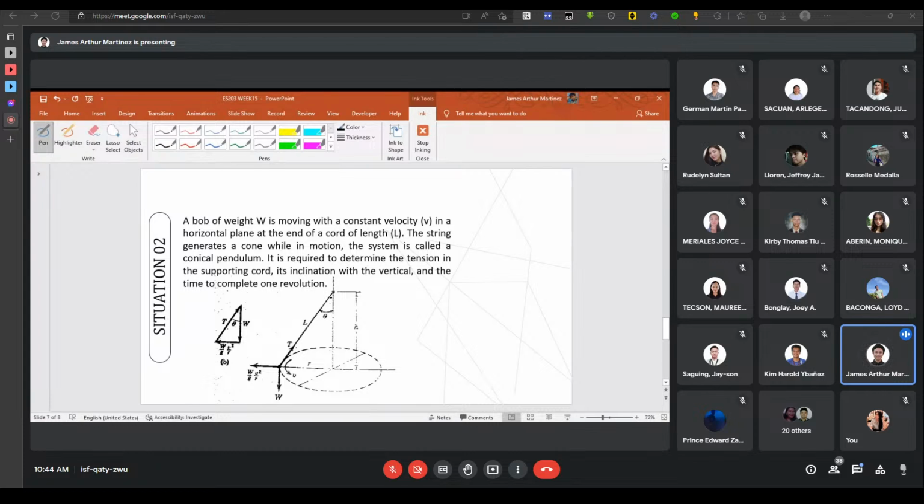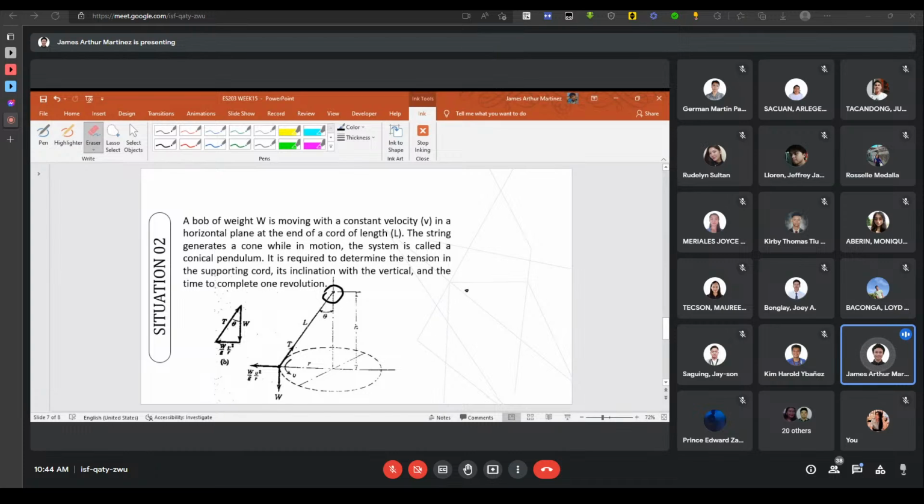I hope you understand the figure. We have a string. This is actually a pendulum. The bob is a weight or an object at the end of a string. A pendulum is weighted so that it can create motion or momentum, so that it can generate momentum.